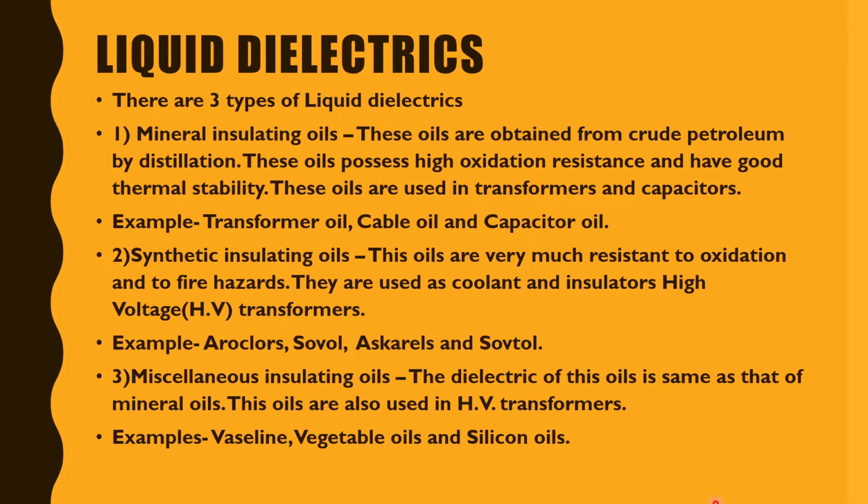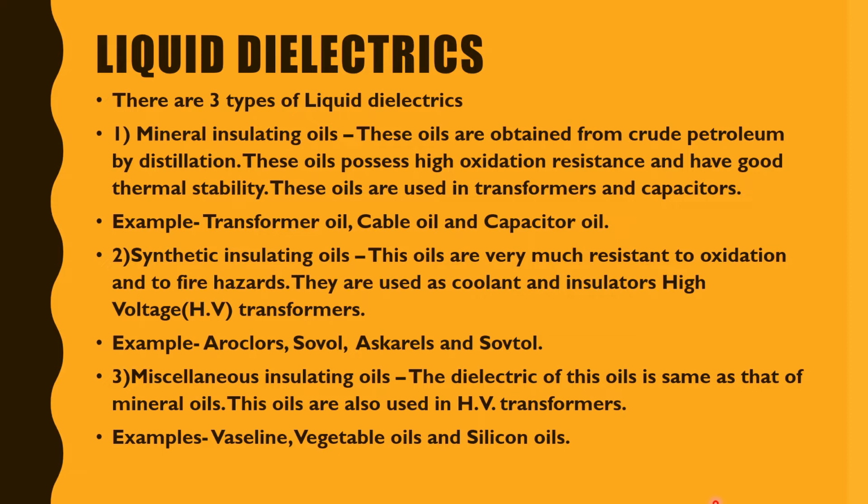I have made the lecture in a very note-friendly format, so you can note all of the points and understand clearly what they state. Basically, this mineral insulating oil is obtained from crude petroleum, and it has very high oxidation resistance and also good thermal stability. These oils are basically used for transformers and capacitors. Examples are transformer oil, cable oil and capacitor oil.